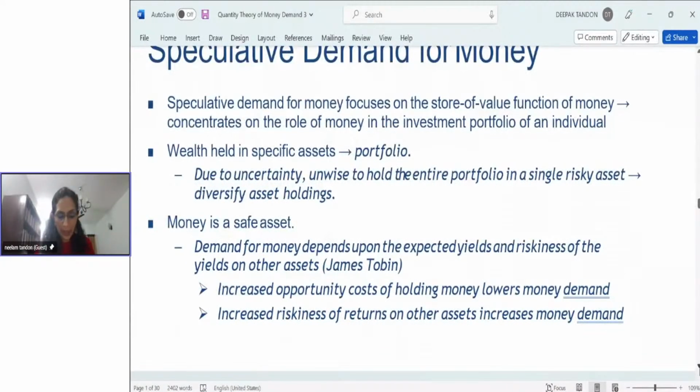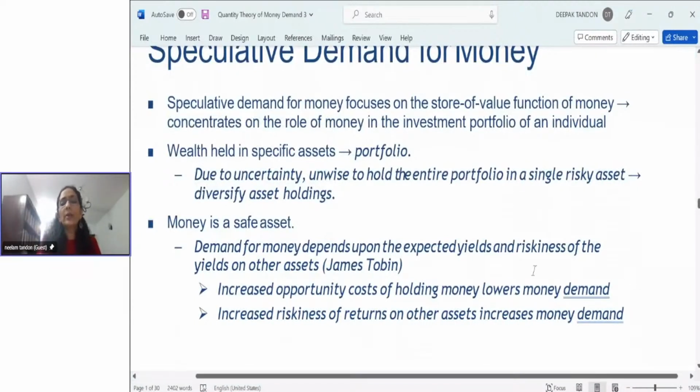Keynes has segregated money demand into three motives. One is the liquidity, transactive motive. Second is the precautionary motive for contingency. And third is speculative. Speculative is for store of value, because you want to create wealth. You want to create wealth by using which function of money? Store of value. So speculative demand is more about store of value.